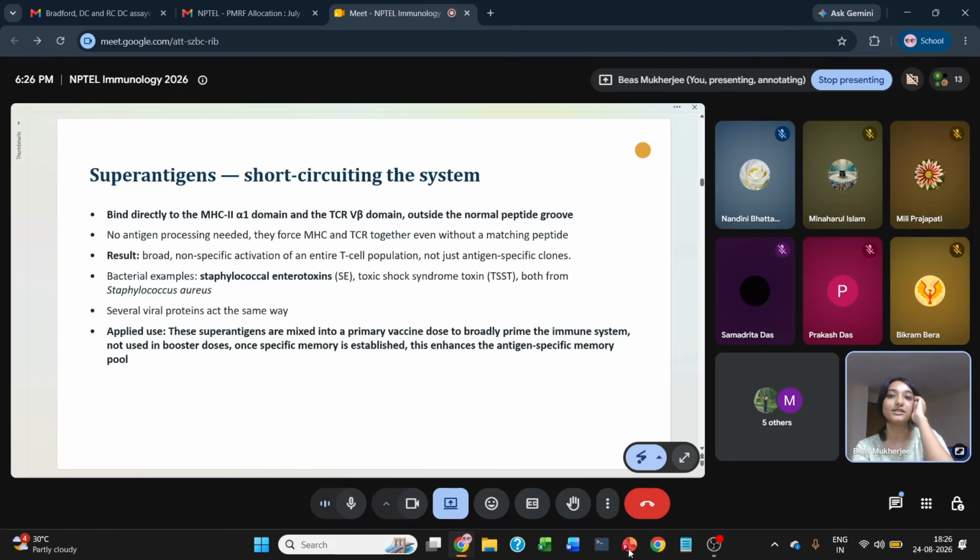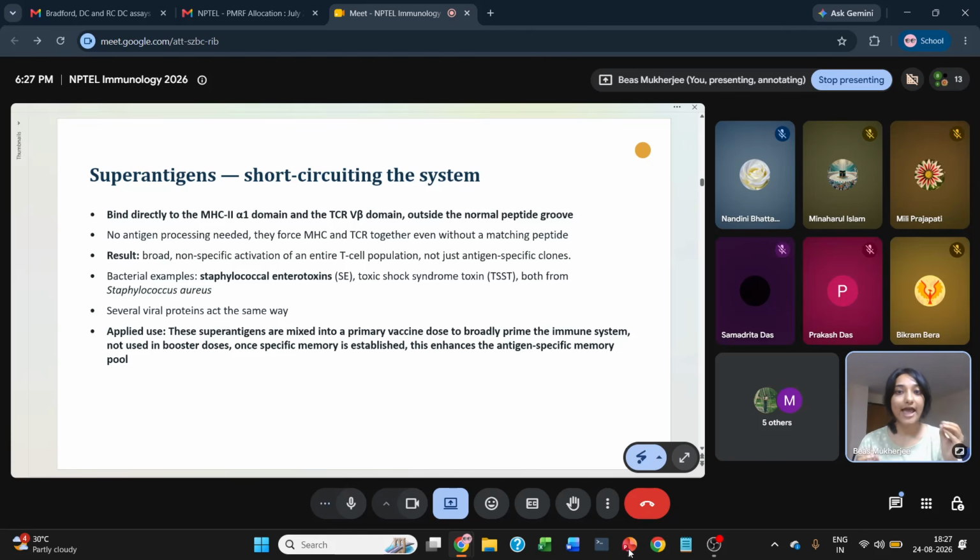Now we come to something called a superantigen. What is a superantigen? Superantigens are antigenic peptides which can come from different bacteria. An example is Staphylococcus aureus. We talked about this in our first and second class: this is the bacteria responsible for your pimples and skin conditions, boils and all. There are also other bacteria, of course, and this particular bacteria releases an enterotoxin called staphylococcal enterotoxin. There are other toxins, for example toxic shock syndrome toxins.